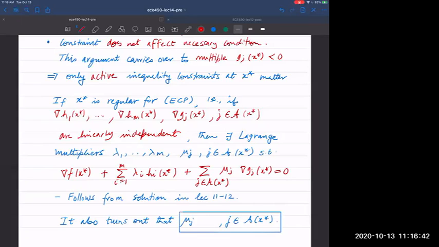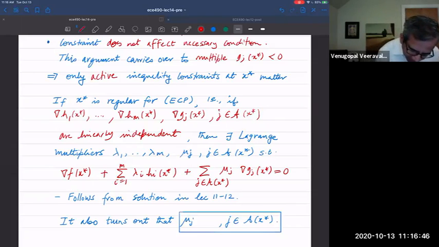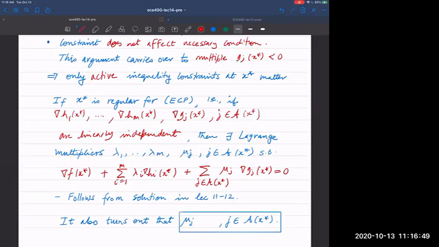Did you forget putting the gradient on h? Oh, gradient, yes, sorry. Yeah, I forgot to put a gradient there. Yeah, very good.